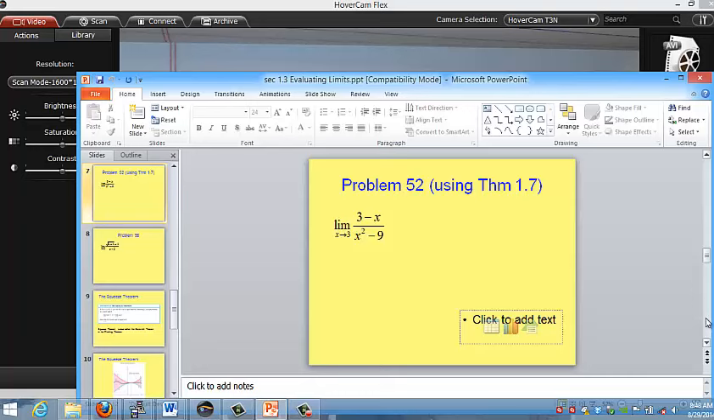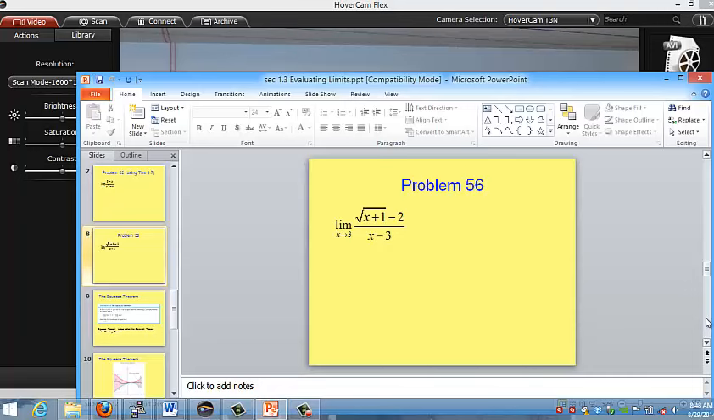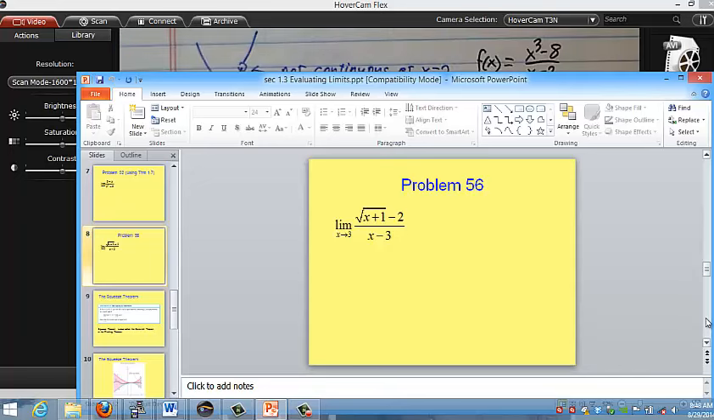This problem is very similar to what you had on your group work. I want to skip it. This is the one I want. Let's try this one, guys. So we're going to try and compute the limit as x approaches 3 of the square root of x plus 1 minus 2 over x minus 3.